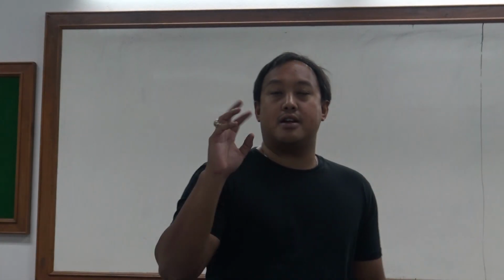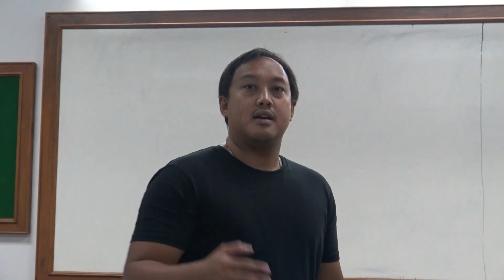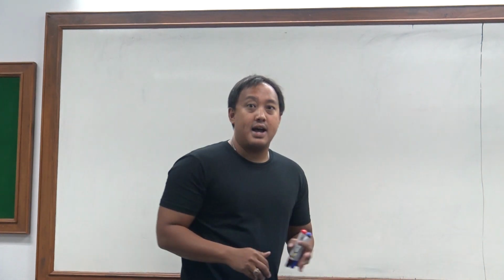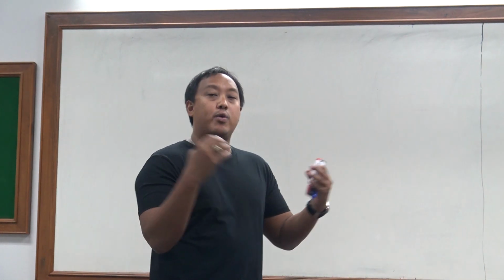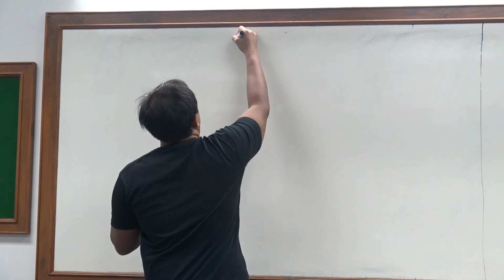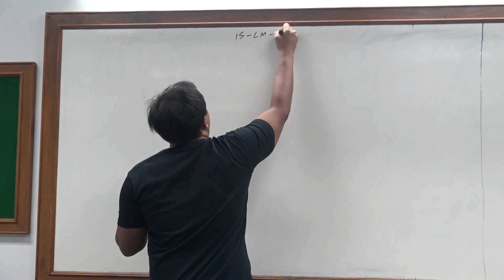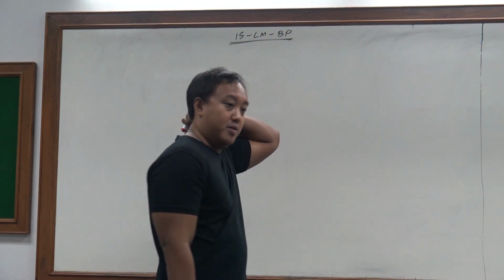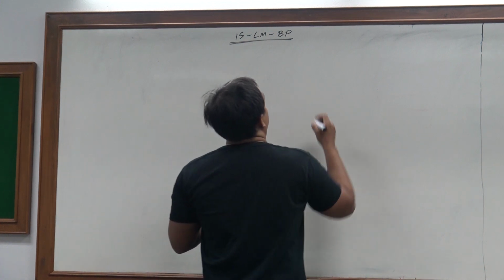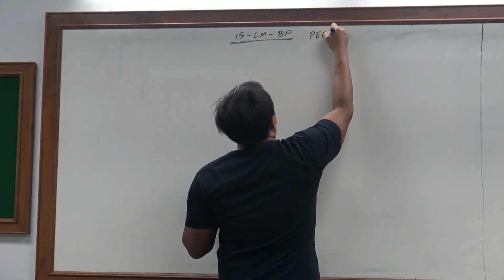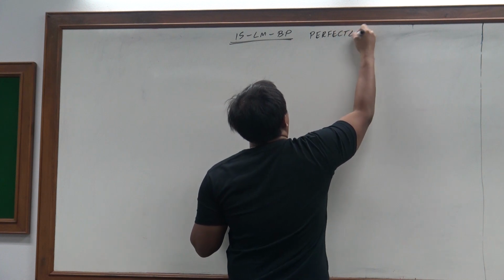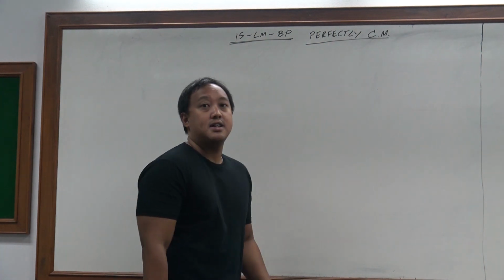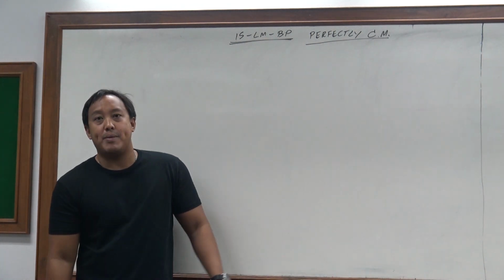So this is going to be the other section. For here, we have to put three graphs together. This one is the IS, LM, and BP model. First, we're going to focus on the perfectly capital mobility country.